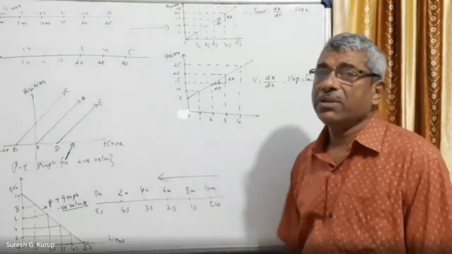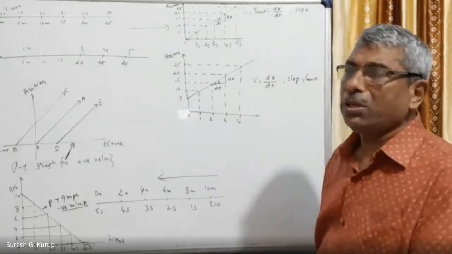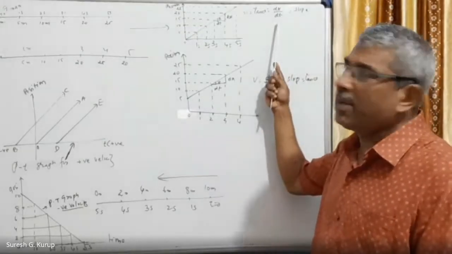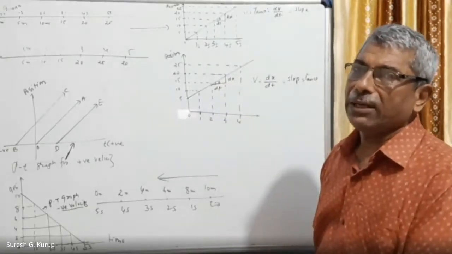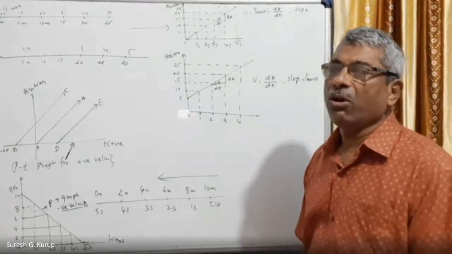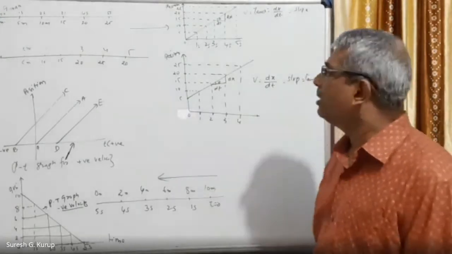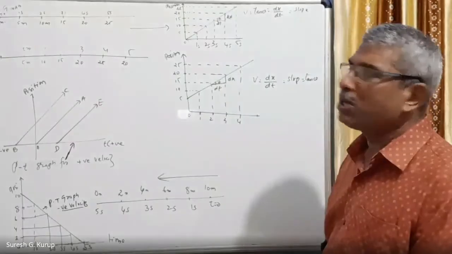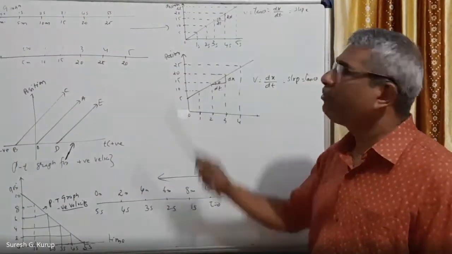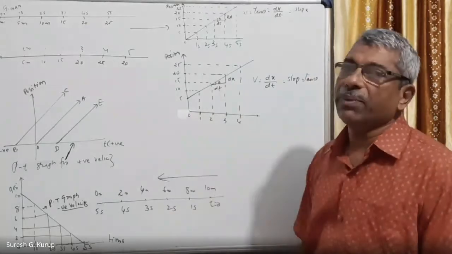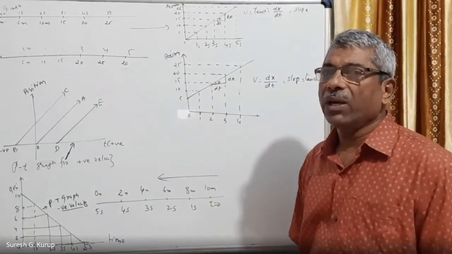dx by dt means change in position divided by change in time. In this graph, it is the slope. Slope is equal to tan theta. Tan theta is equal to the differential coefficient of the position, which means dx by dt. That is equal to the slope. So by taking the slope of a PT graph, PT graph meaning position-time graph, we get the velocity of the body.